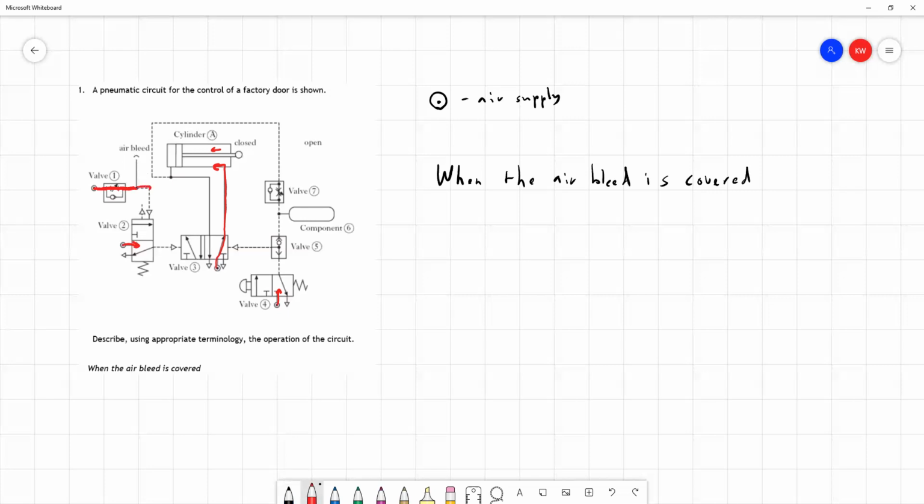What we'll have instead is a signal, and a signal is sent to actuate valve 2. Now we want to be really specific. We can say that valve 2 is a 3-2 valve.